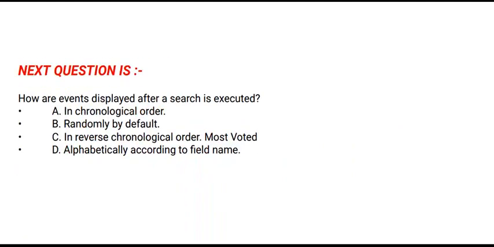Next question is, how are events displayed after a search is executed? Options are option A, in chronological order. Option B, randomly by default. Option C, in reverse chronological order, most voted. And option D, alphabetically according to field name. The correct option is option C.